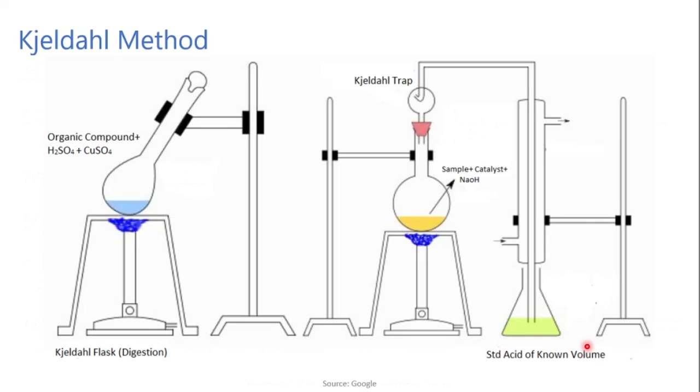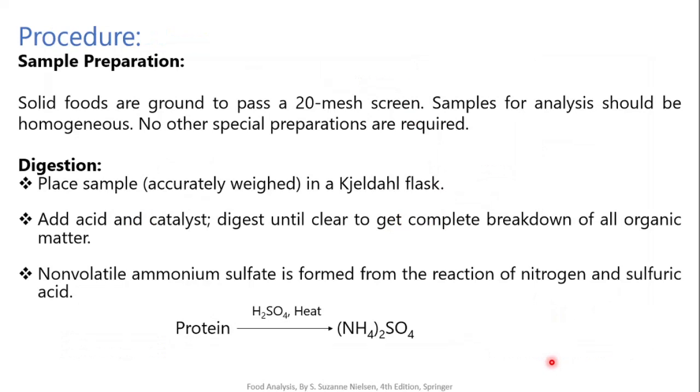Now this is the instrumentation, the particular apparatus. This is the Kjeldahl flask, where we have to take a sample along with catalyst and NaOH. Here we first perform the digestion of the sample, where the organic nitrogen is converted into ammonium sulfate, and then after heating it is condensed into the standard acid solution of known volume. So we will see one by one. First we have to perform the sample preparation.